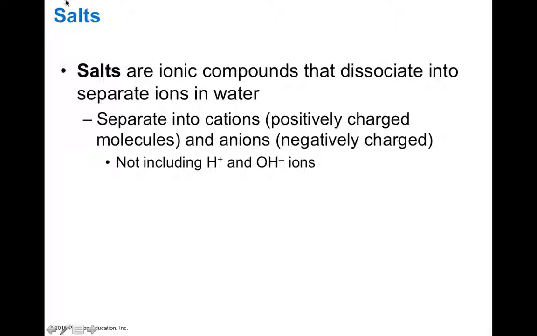Now, the next type of inorganic molecule we'll talk about, you guys, are the salts. So salts are ionic compounds that can dissociate and separate in water. Now, these salts will separate into cations and anions. An example of this was sodium and chloride we talked about earlier, where sodium was the cation and chloride was the anion.